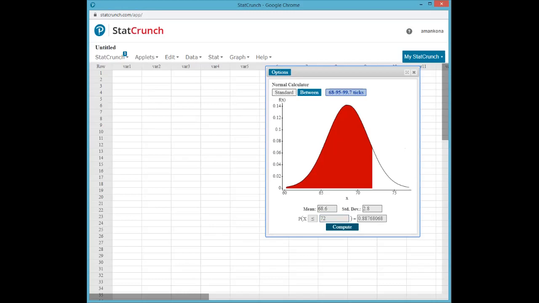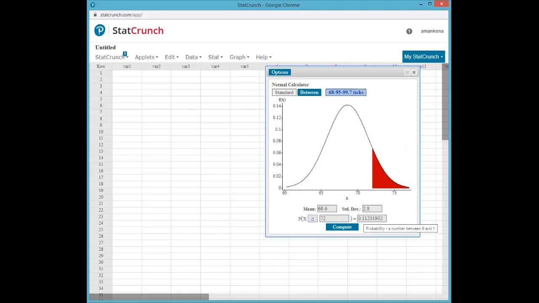If I don't standardize it, I get 0.8877. If I change this to greater than, now you see that probability is 0.1123. You see that we got 11.31 with the table and we are getting 11.23 here. There isn't much difference. I want you to know that.